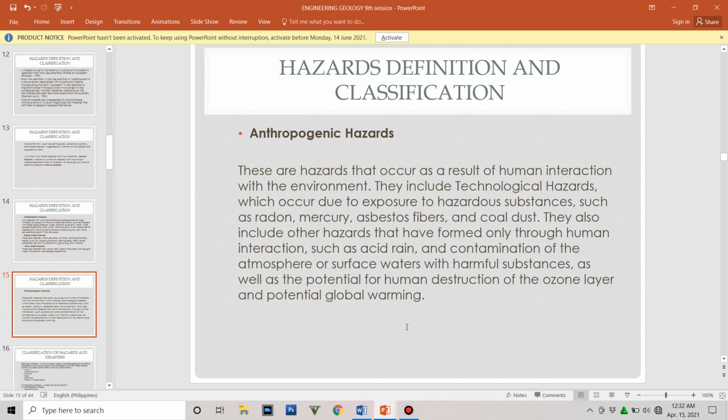So we also have anthropogenic hazards. These are hazards that occur as a result of human interaction with the environment. So they include technological hazards, which occur due to exposure to hazardous substances such as radon, mercury, asbestos fibers, and coal dust. They also include other hazards that have formed only through human interaction, such as acid rain and contamination of the atmosphere or surface waters with harmful substances, as well as the potential for human destruction of the ozone layer and potential global warming.